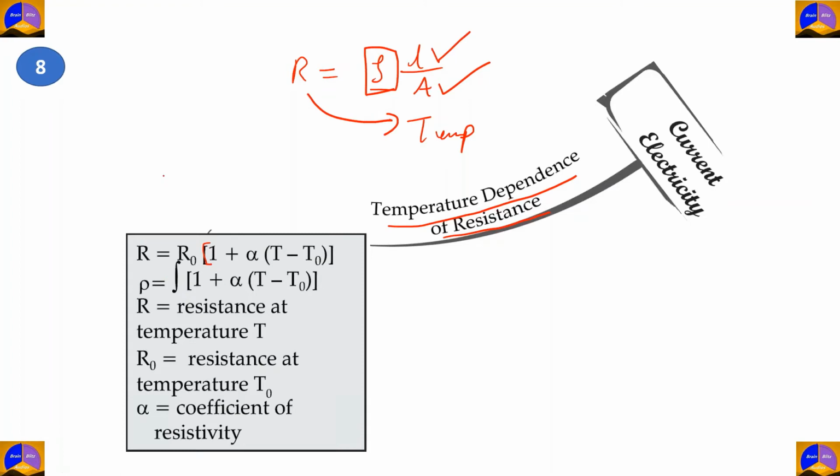How do you recognize quantities here? R is given as the resistance at temperature T, and R naught is given as the resistance at temperature T naught. T is the final temperature, and T naught is the initial temperature. And alpha is given as the coefficient of resistivity, which always stays constant. To find resistivity, we integrate the value of 1 plus alpha into T minus T naught. So the integration of this value gives us the resistivity of a current carrying conductor.